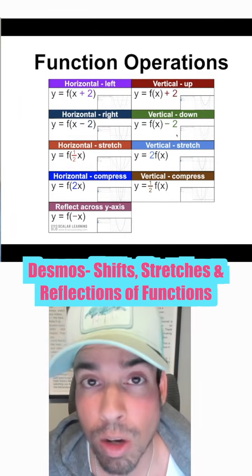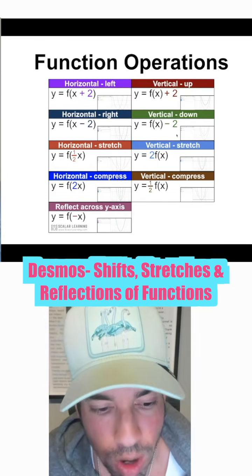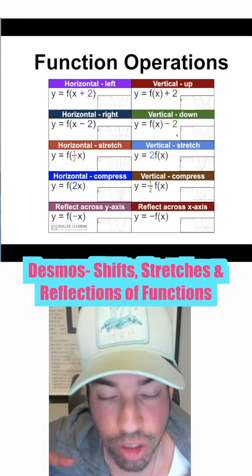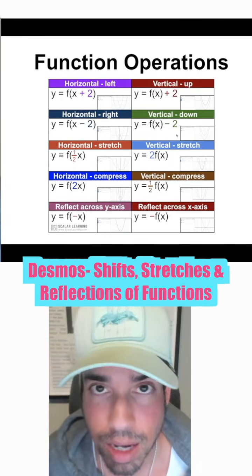Last but not least, we got our ways to do our reflections. That would be a negative on the inside. That's across the y-axis. A reflection across the x-axis would be a negative on the outside of that function.